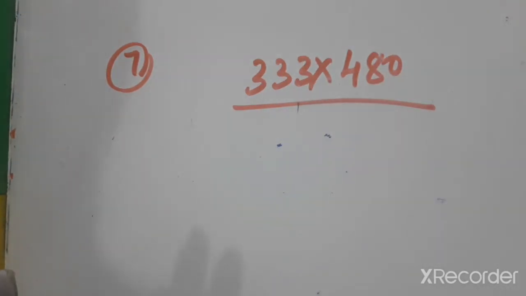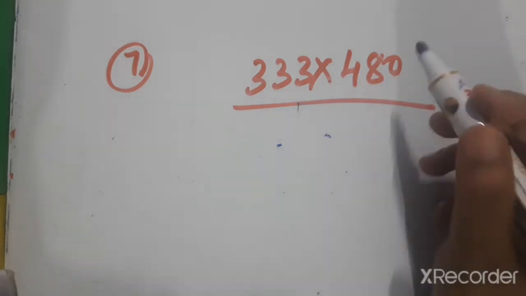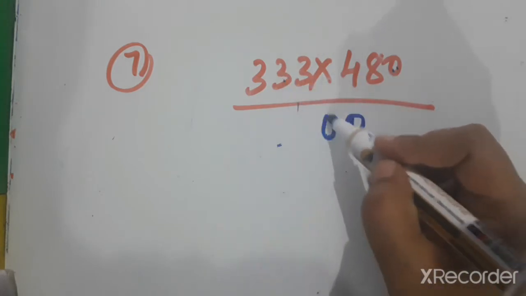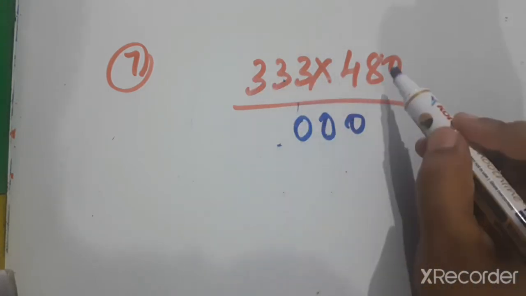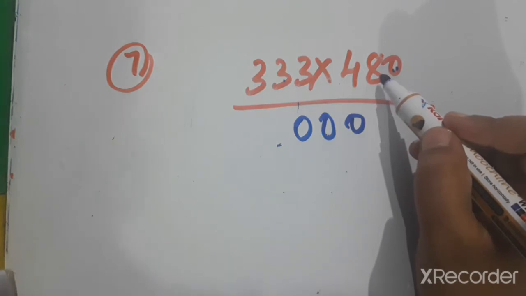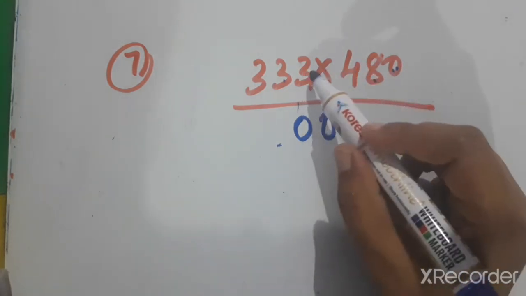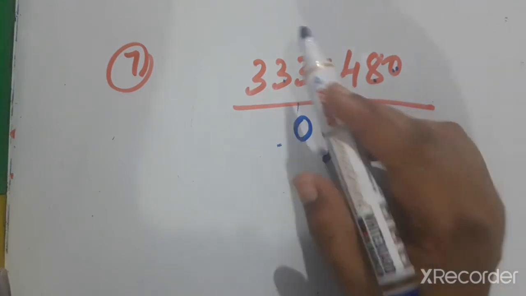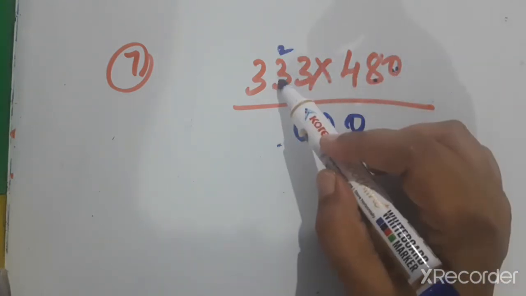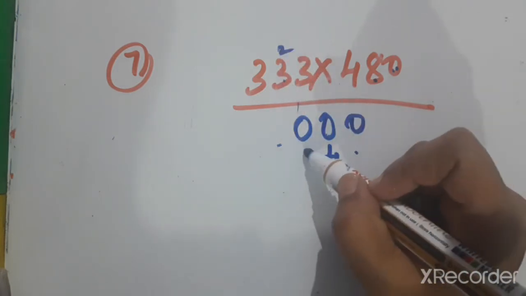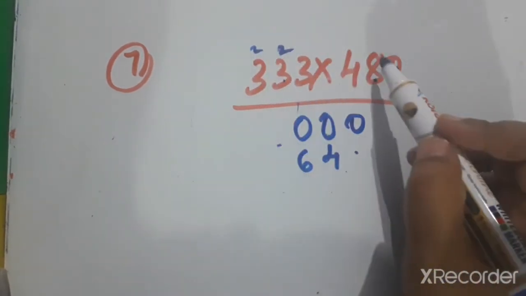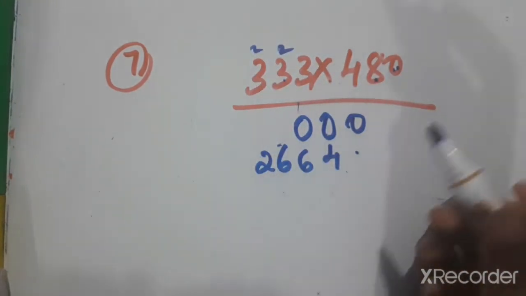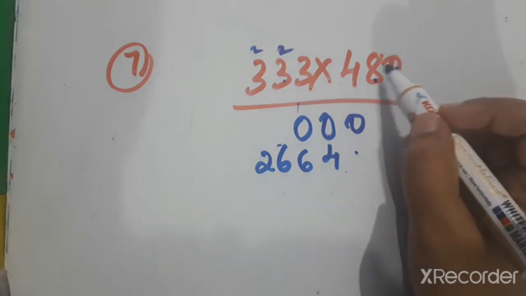Now seventh question, 333 into 480. So first multiply with 0. 0 into 3 is 0, 0 into 3 is 0, and 0 into 3 is 0. Now next number, with 8 you multiply each number, children. 8 into 3, 8 3s are 24. 24 means leave one space and write 4 here, 2 carry out to next place. Now 8 3s are 24, 24 plus 2, 25, 26. So 6 here, 2 carry out to next place. 8 3s are 24, 24 plus 2, 25, 26, right here. Okay. Now 8 also over.